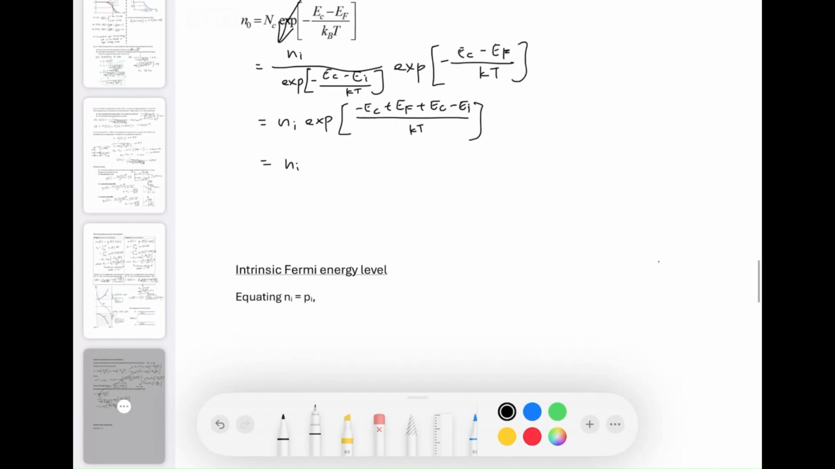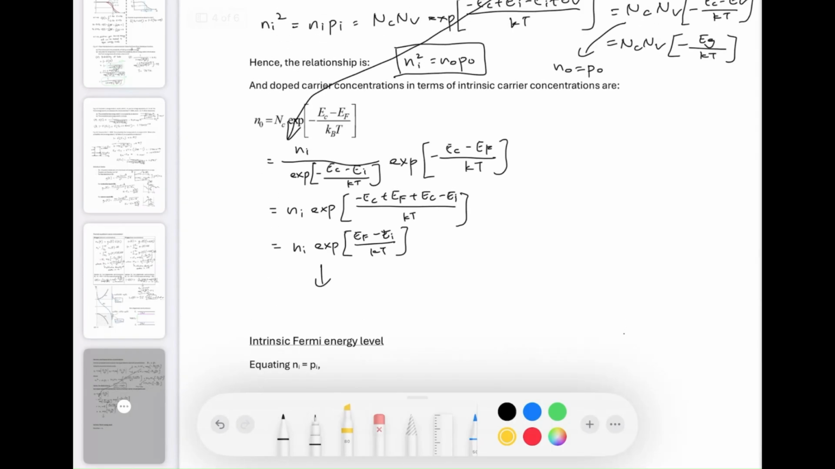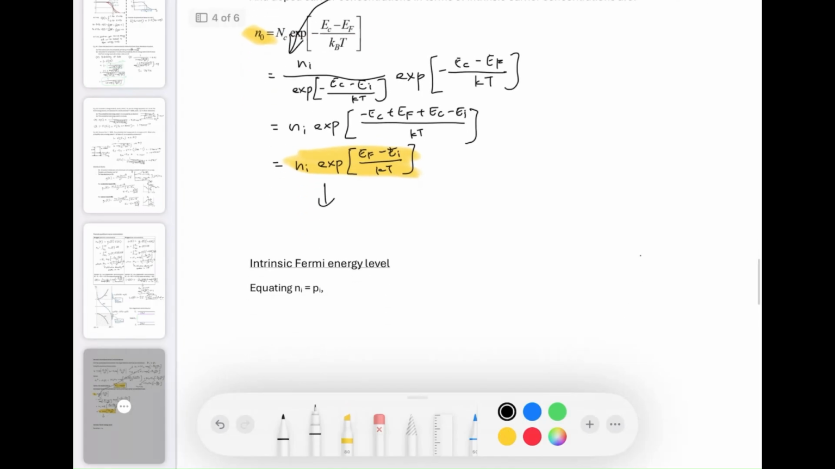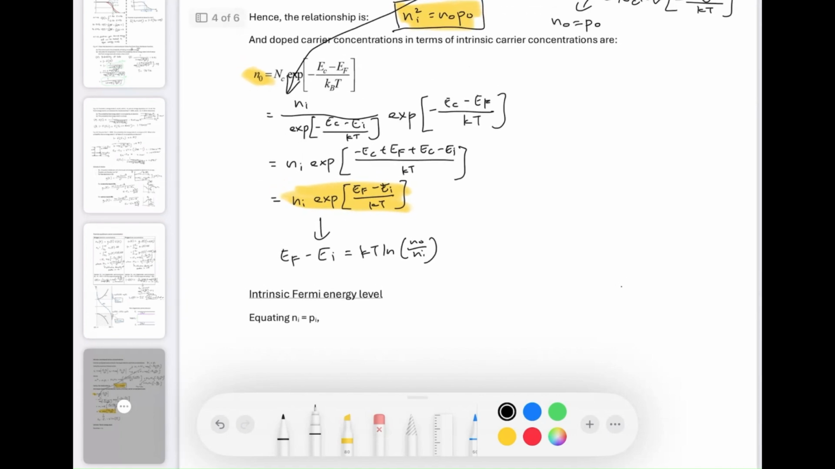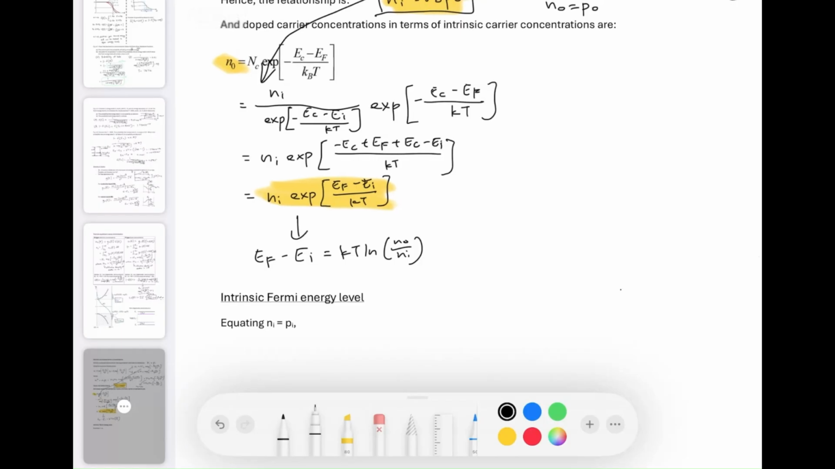So when you work this out, it is equal to this. This formula is not in the formula sheet, but it is super useful, so you should definitely remember it. I'm just going to highlight it. It's a very, very important formula. This is also very important. So these two are very important. And from this, using some math, you can also get EF minus EI is equal to kT ln of N0 over Ni. So we have done the derivation for N-type.